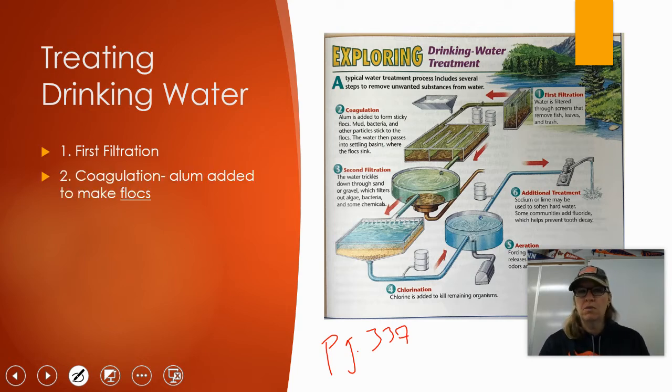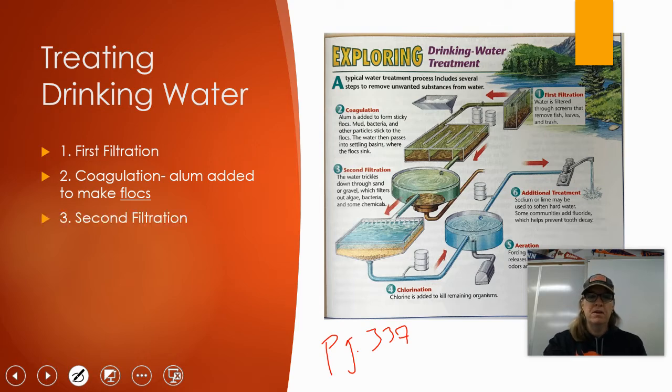Then it goes through this process called coagulation. I actually have a video that I'm going to show you. It's a Mark Rober video, and he explains coagulation really well. But it's a chemical process where these flocks are made, and I'm going to define that later. They're these sticky clumps, and it gets the mud and the bacteria all to stick together, and it sinks down to the bottom of this tank.